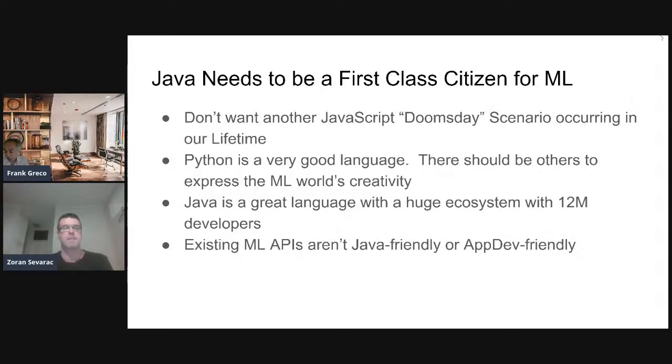So Zoran and I, years ago when we first met, we both thought we wanted Java to be a first-class citizen. And certainly Zoran will dive into this more in detail in his section of the presentation. But we didn't want another, what we kind of jokingly call, a JavaScript doomsday scenario, where we had the web, but you only had one language to express all of your creativity. And Python is a very good language. It's a really good data scientist language, right? But there should be other languages to express your creativity. And the existing APIs, and again, Zoran will go into more detail, just weren't Java friendly, right? They were really for data scientists. Next slide.